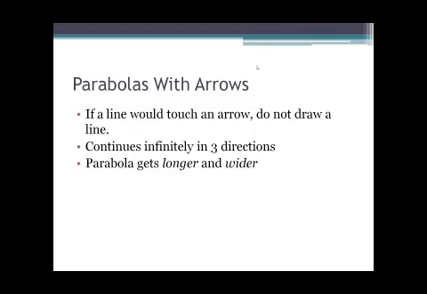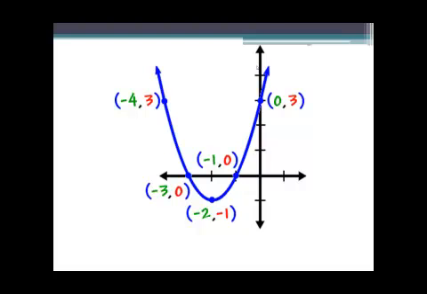All right, let's move on to parabolas with arrows. Remember, the arrows mean that the parabola is going to continue in the direction of the arrow. So, if a line would touch an arrow, we are not going to draw the line. We're going to remember that the arrows mean that the parabola continues infinitely in 3 directions. It means that the parabola is getting both longer and wider. So let's look at a couple examples.